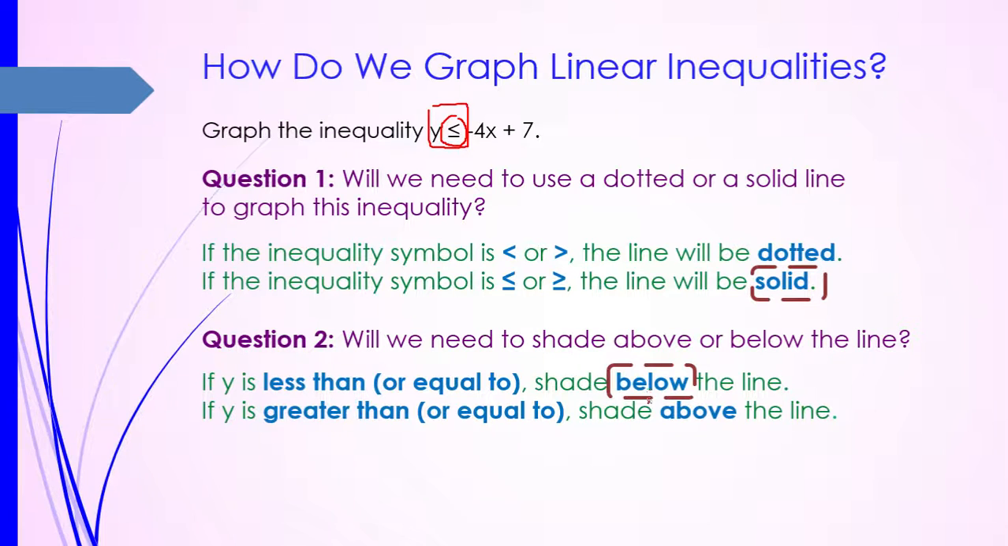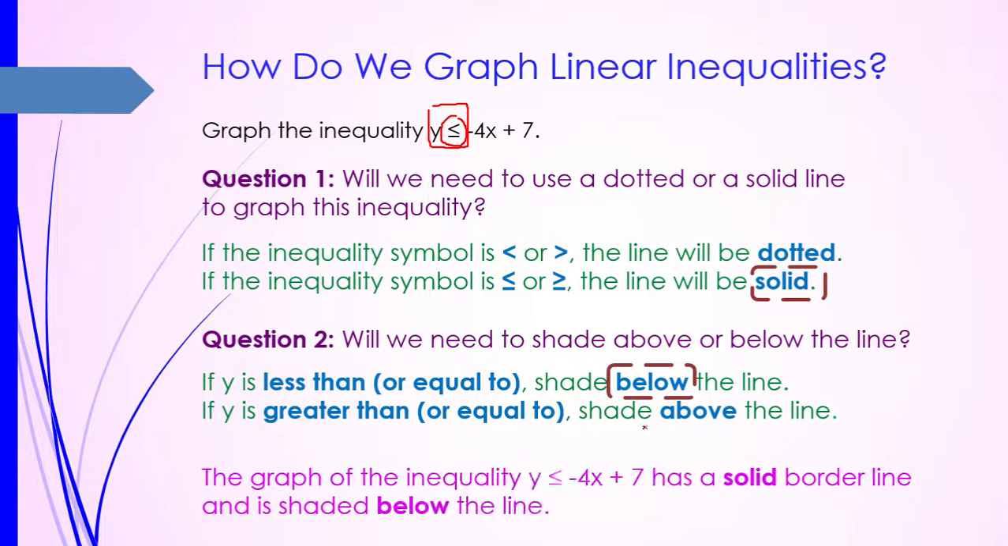So for the next couple of examples, we're just going to describe it. We're not going to actually graph it just yet. That's going to come later. So basically, the graph of the inequality y is less than or equal to negative 4x plus 7 has a solid borderline and is shaded below the line.